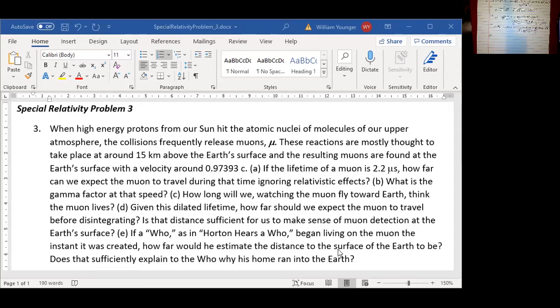And what we're asked to do is estimate how far a distance he thinks the Earth's atmosphere to be. So in other words, he's actually out 15,000 meters or 15 kilometers up, and we want to figure out, in his reference frame, where the Earth and the Earth's atmosphere is moving at 97.393% of the speed of light, what is that 15,000 meters or 15 kilometers? So that's really what the problem's asking here. So let's work it out and see.